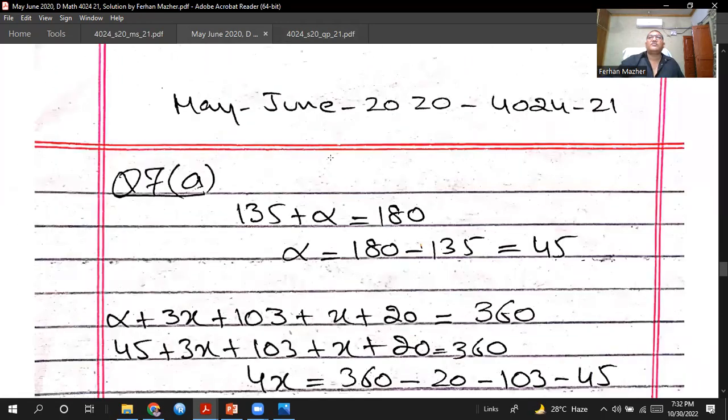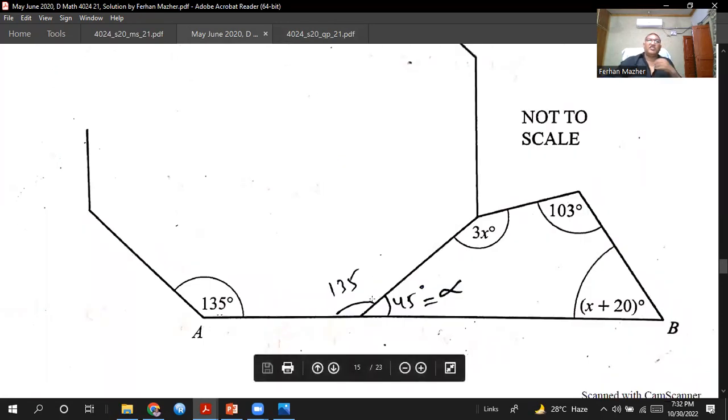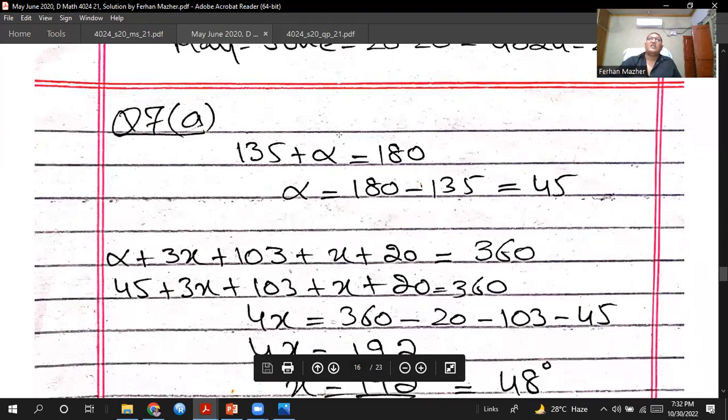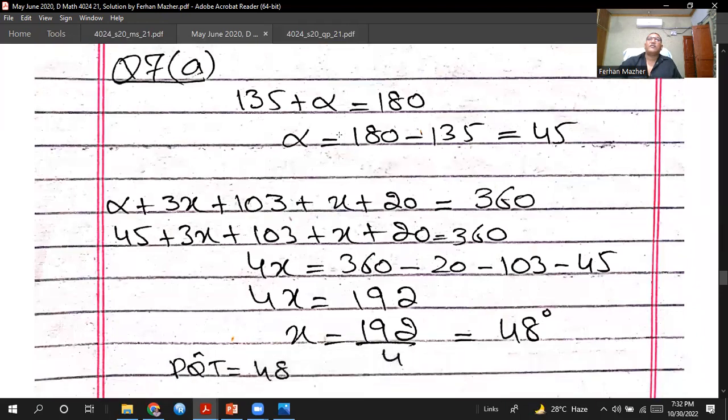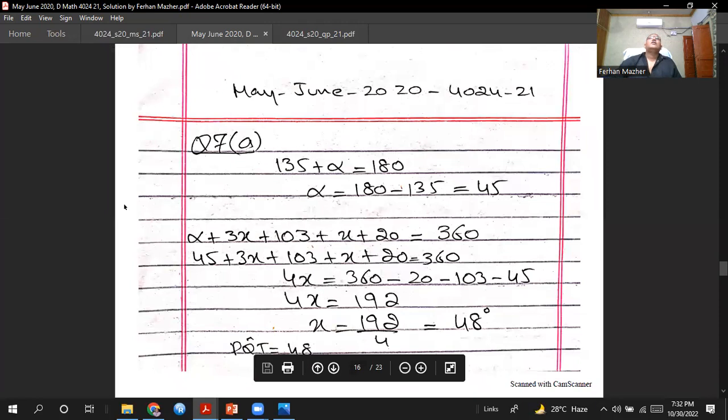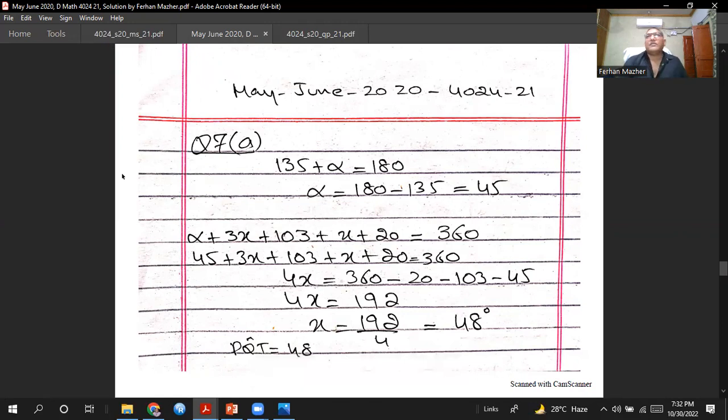So this is that first part. This angle will also be 135 because it's a regular octagon. So 135 plus alpha, and so the alpha value will be 45. I will show you how this is done. So 135 plus alpha equals 180. So alpha will equal 180 minus 135, and that will be 45.